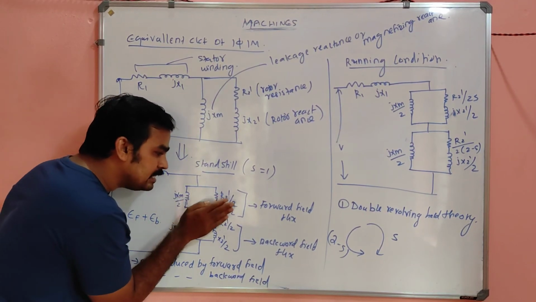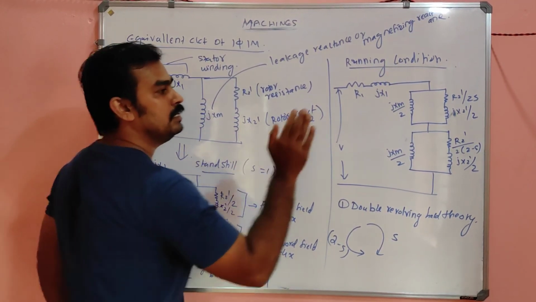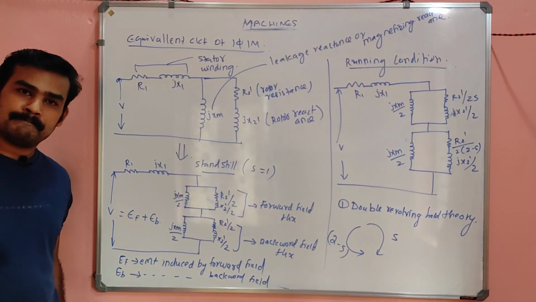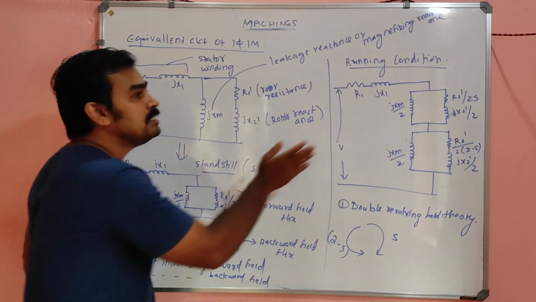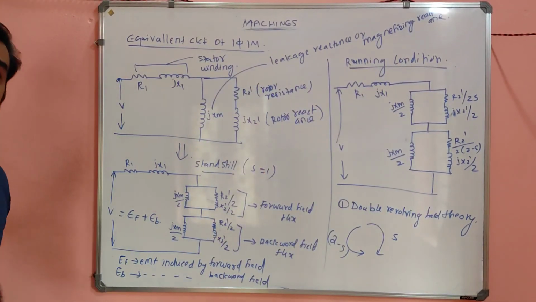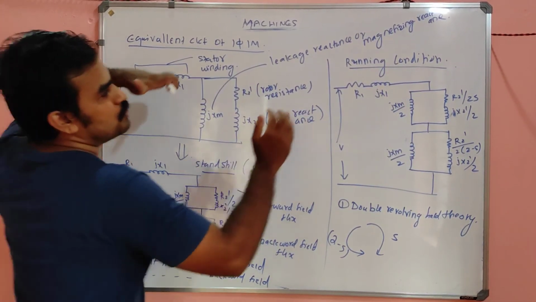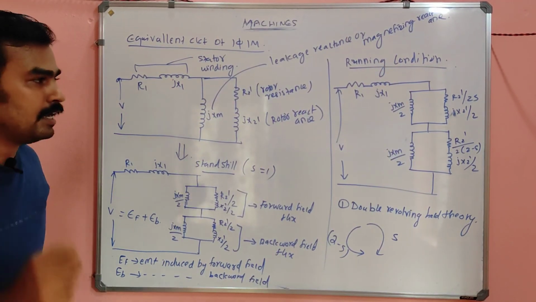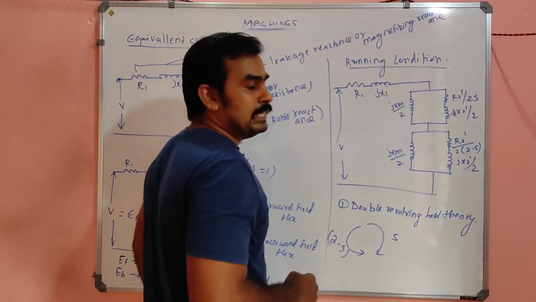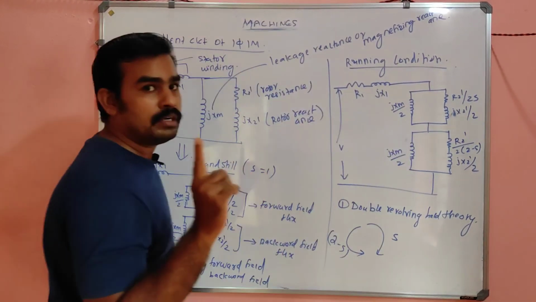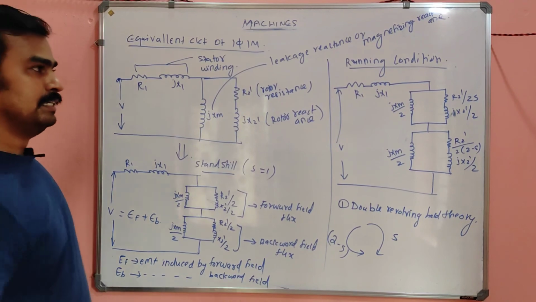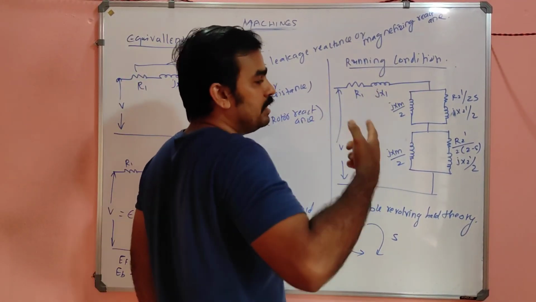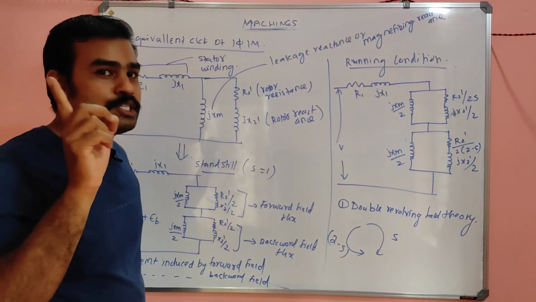I can represent the same diagram, my dears, in this manner also. Is it clear? So this diagram and this diagram are the same. This is for standstill and this is for running. That is the only difference. So you can observe two things here. First, the forward flux and backward flux are not equal now. At standstill this is equal to this, I agree. But under running condition, the slip is not 1.